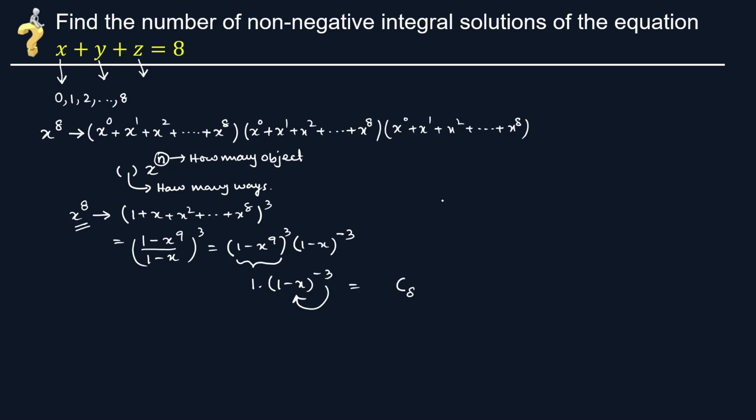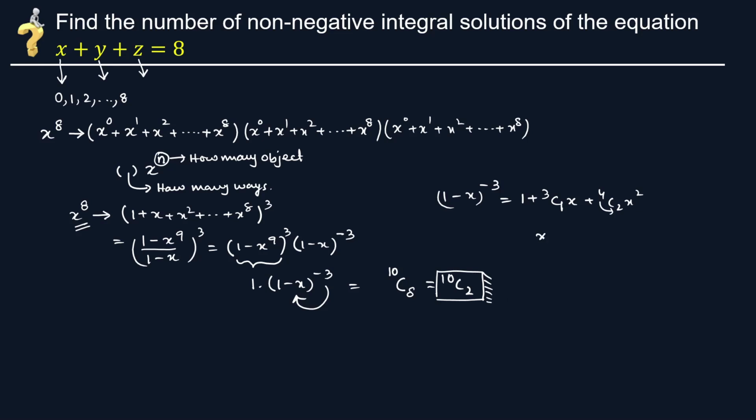And if I expand (1 minus x) whole to the power minus 3, it will be 1 plus 3C1 x plus 4C2 x squared. So everywhere the difference is 2. So here, the difference will be 2 again, so here it will be 10. So the total number of ways of getting non-negative integral solutions for this equation is 10C8, which is the same as 10C2. Am I correct? Now, let me cross-verify this answer with our Beggar's method.